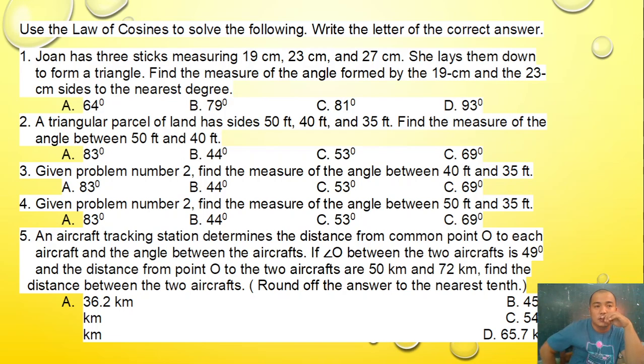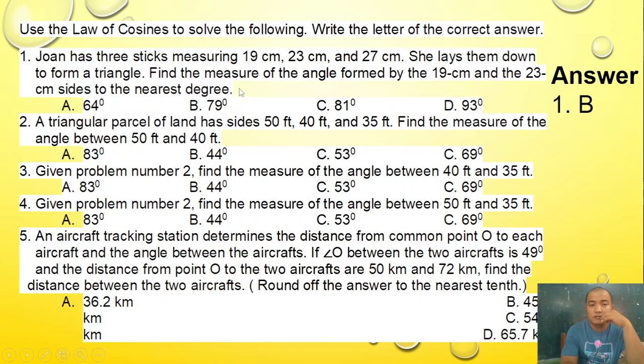So exercises here. Can we solve this orally? I don't think so. So I'll just tell you the answer. Number 1, Juan has 3 sticks measuring 19 cm. She lays them down to form a triangle. Find the measure of the angle formed. Okay, law of cosines ang gagamitin nyo dito. So, law of cosines kasi 3 sides are given. So, the answer is letter B.